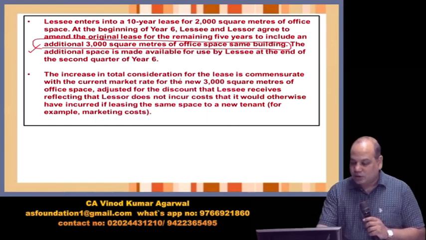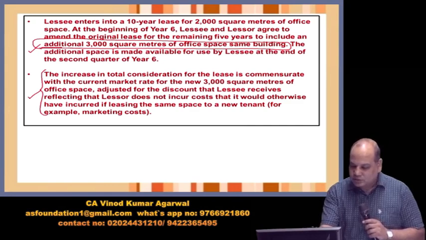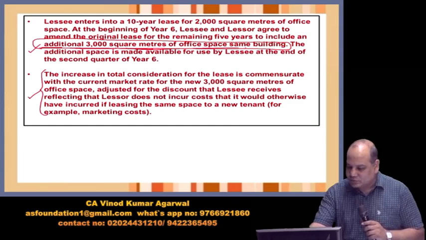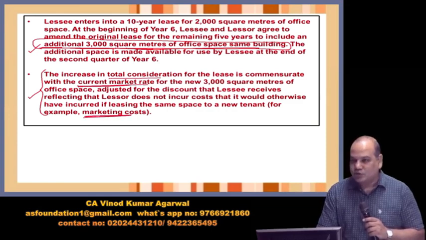The increase in the total consideration for the lease is commensurate with the current market rate for the new 3000 square meter of office space, adjusted for the discount that lessee receives, reflecting that lessor does not incur cost it would otherwise have incurred if leasing the same space to a new tenant, for example, marketing cost. Condition number 2 is also satisfied. Here there is an additional space rented out and the lease rental is based on current market rate, adjusted for marketing costs that the lessor would save.